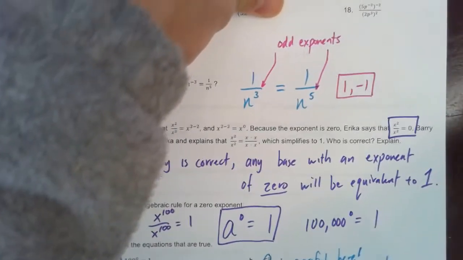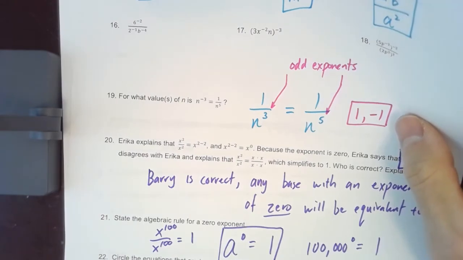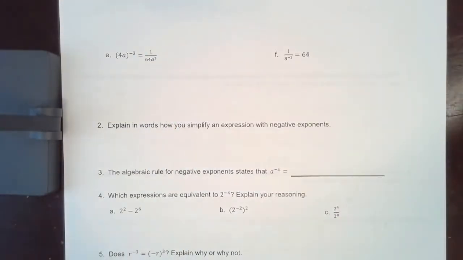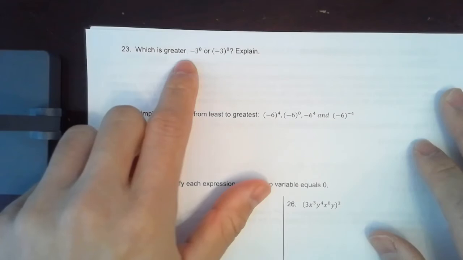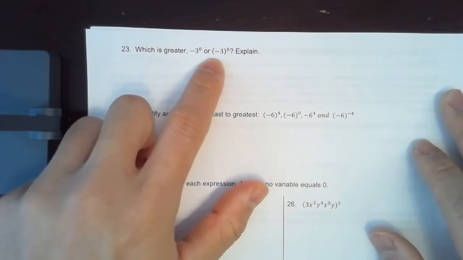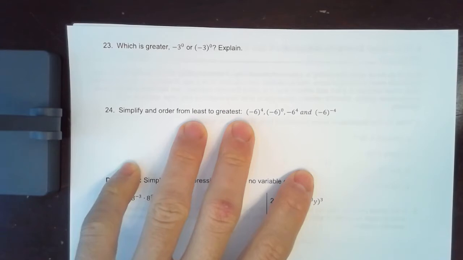All right. So one more page. Let's see. Am I missing a page? What page is it? Oh, 22. Okay, so let's go to 22. Which is greater, negative 3 to the 0 power or negative 3 to the 0? We just talked about this. You have to be careful here.